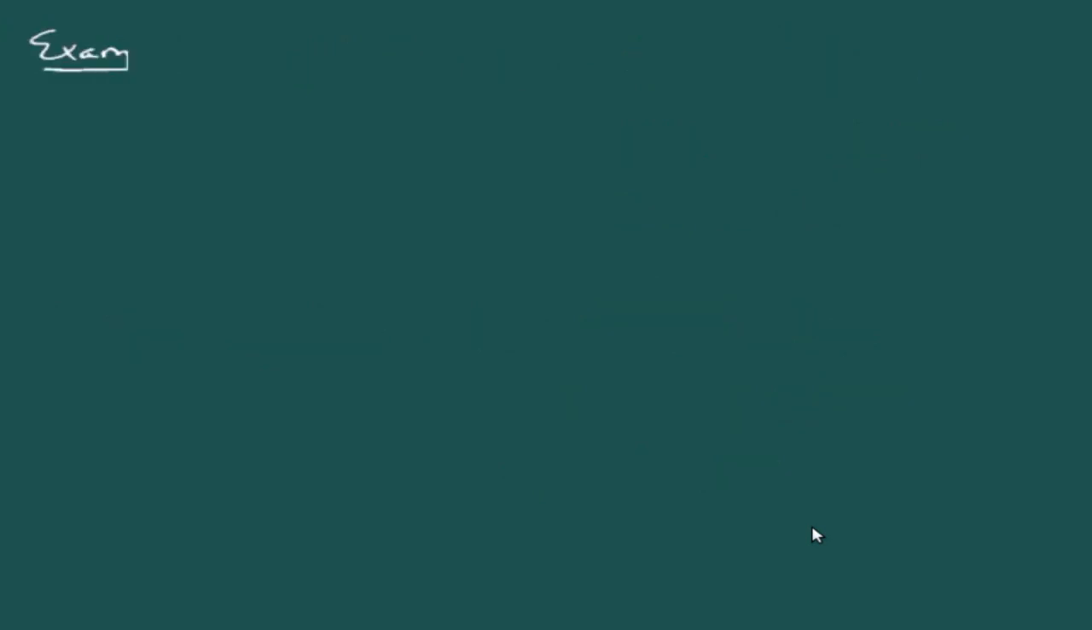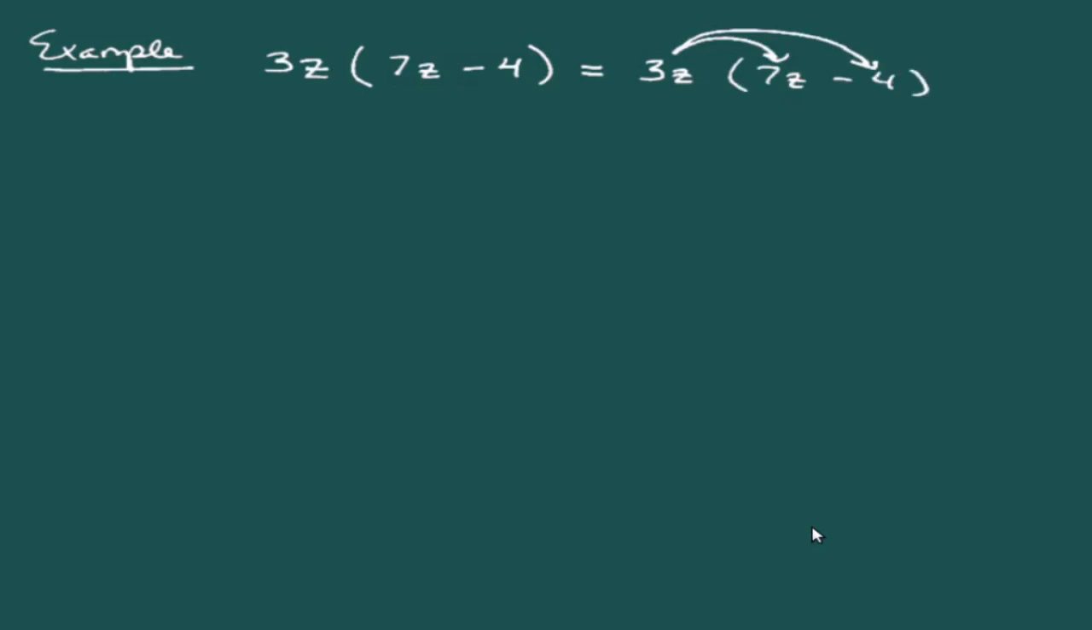So what about an example where we're actually dealing with subtraction? Well, suppose we've got 3z times the quantity 7z minus 4. Well, again, we're using the distributive property. 3z will distribute to the 7z, and the 3z will distribute to the -4. So that's going to give us a 3z times 7z plus a 3z times the -4.